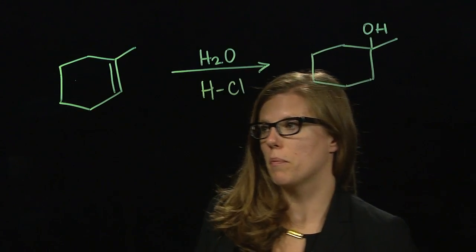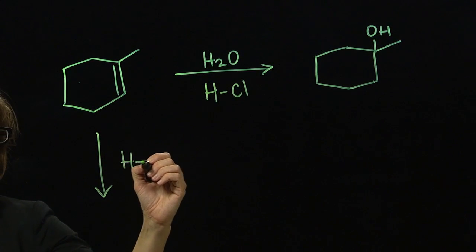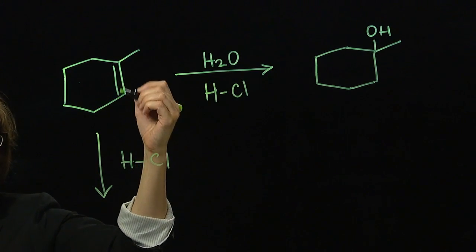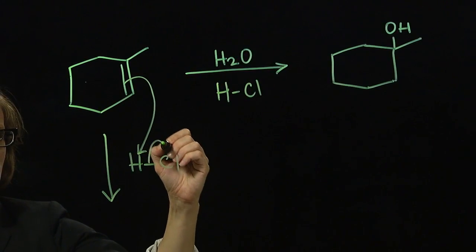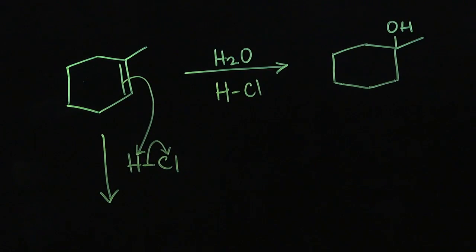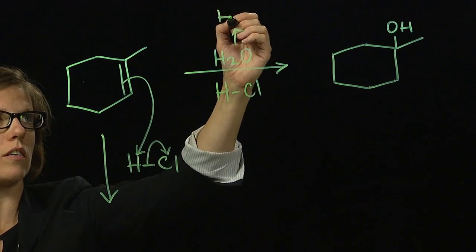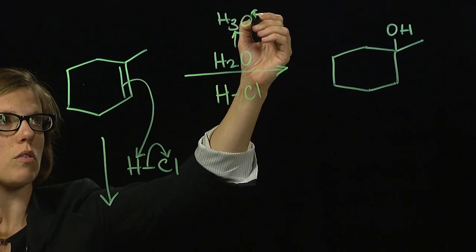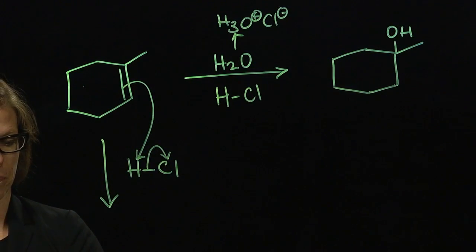So the first step of this reaction is protonation of the alkene. So the pi electrons of the double bond come out and pick up an H+ from the HCl, or in this case, water and HCl will together make H3O+ with a Cl- counterion. But we protonate the alkene.